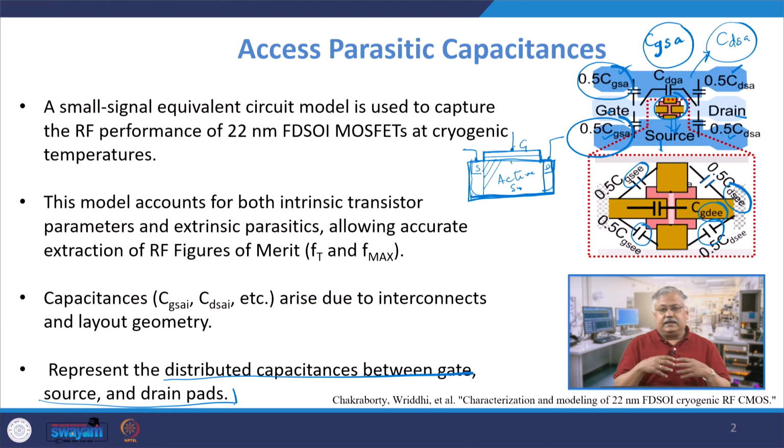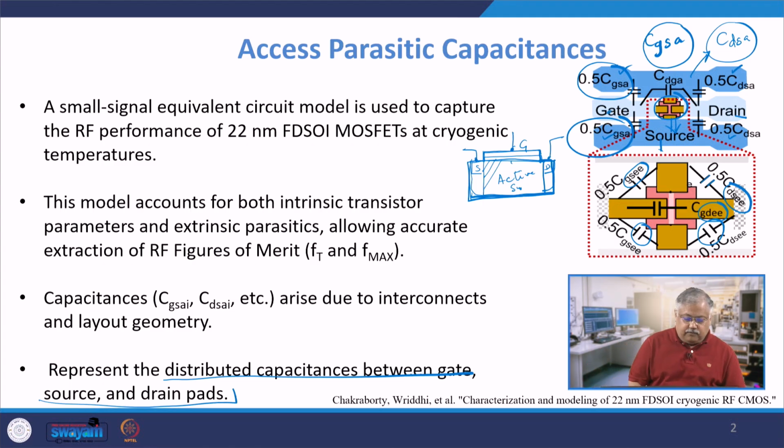So, now you have pads like the drain pad, the gate pad, and the source pad, and these right-hand-side diagrams show you the parasitic capacitances available to these devices at any temperature. It is not only in cryo, but it is dependent on the whole temperature design, right? This I will come to later on.